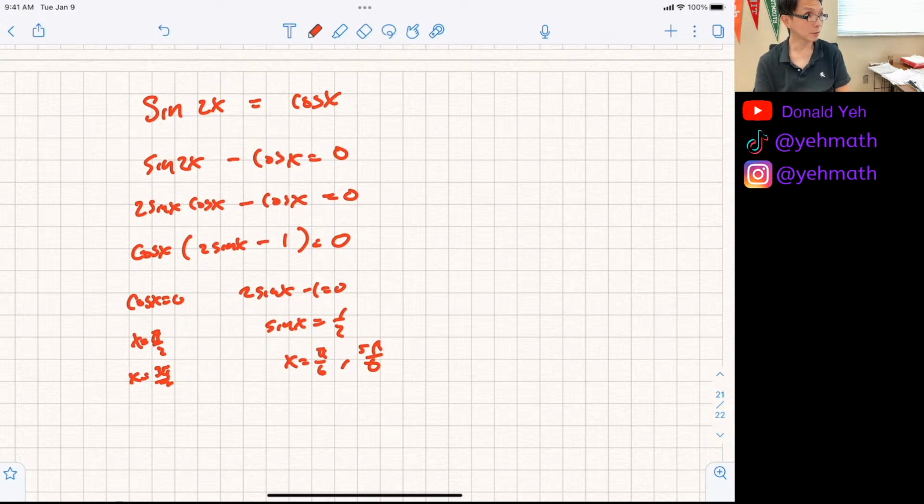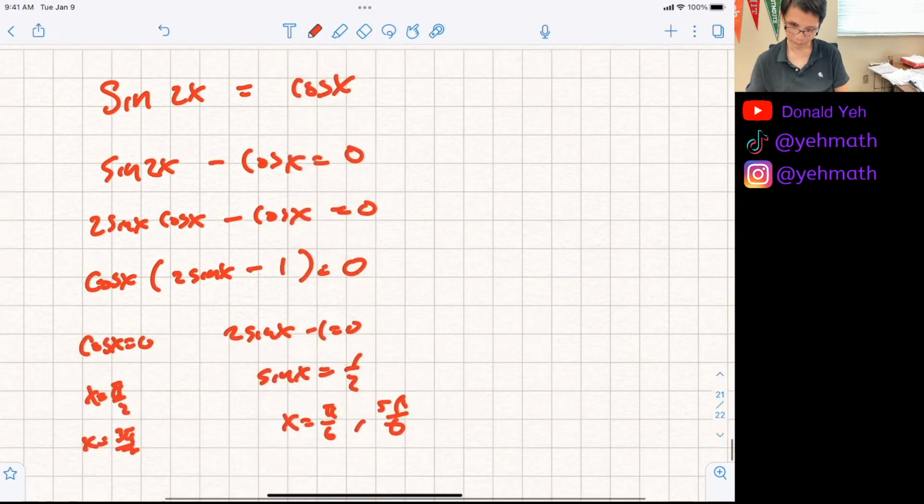Mason, do you understand? I use the double angle identity: 2 sine of x cosine of x. What did you do? I just say each factor, yeah, I say each factor equal to 0.